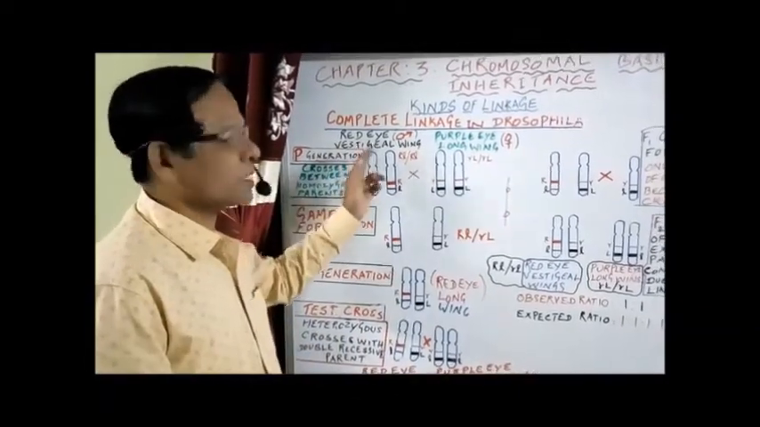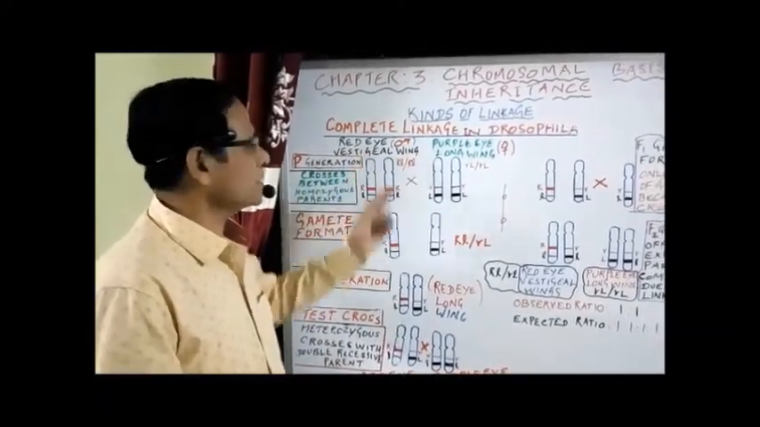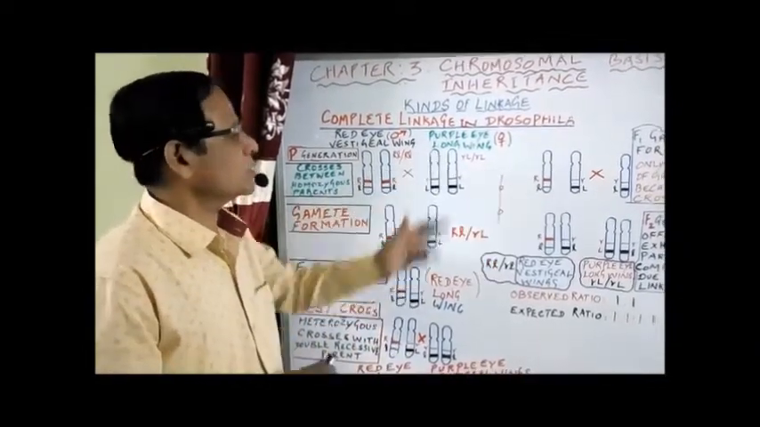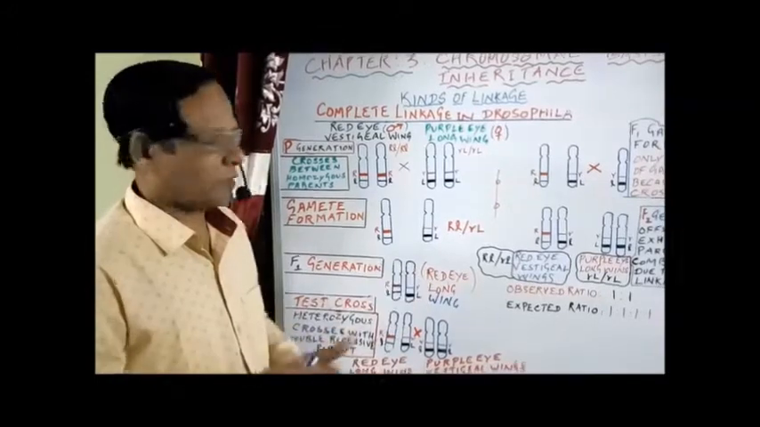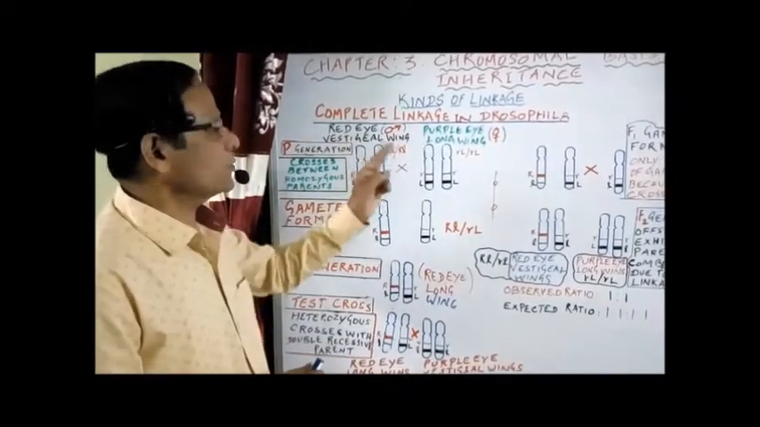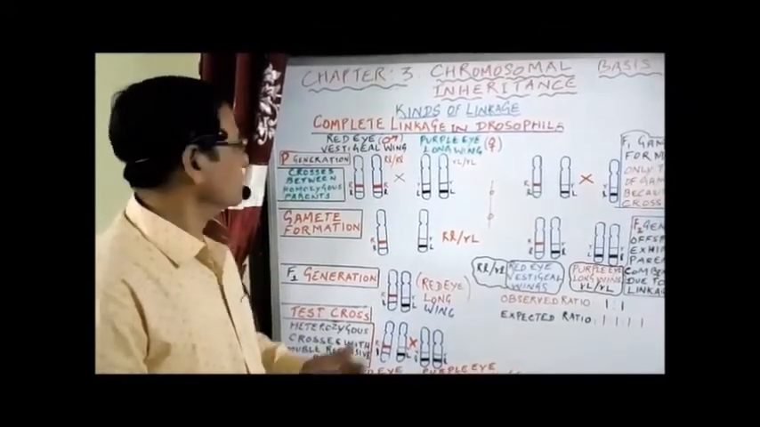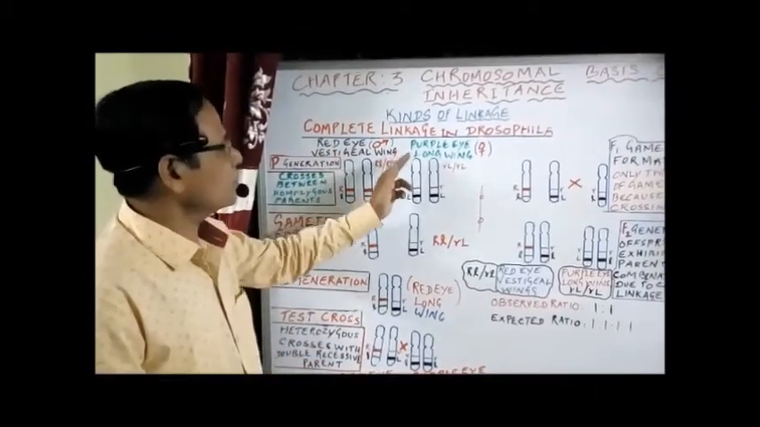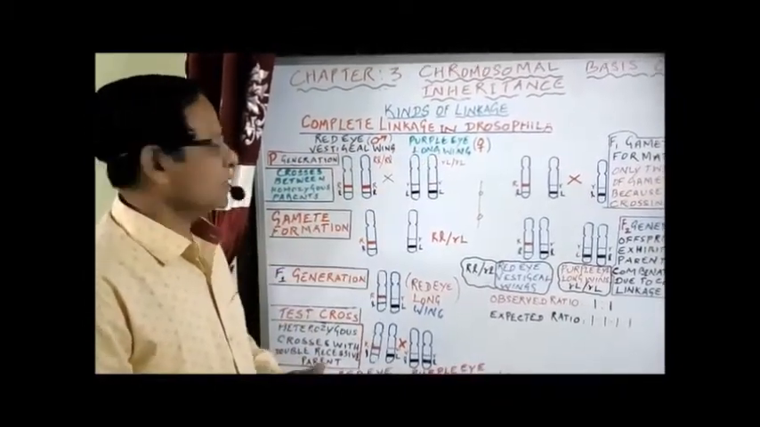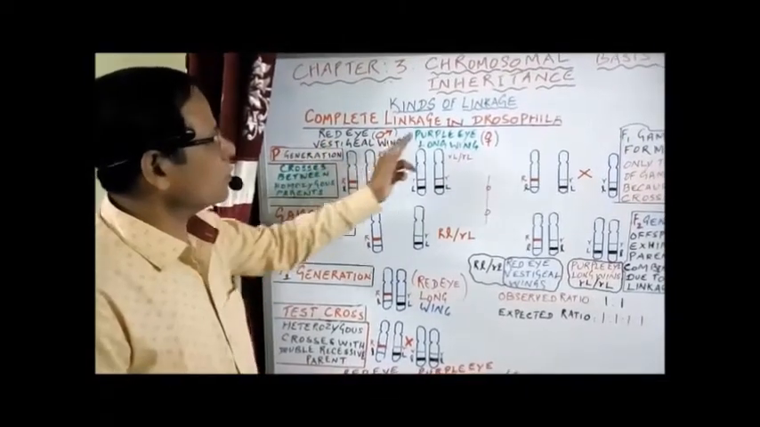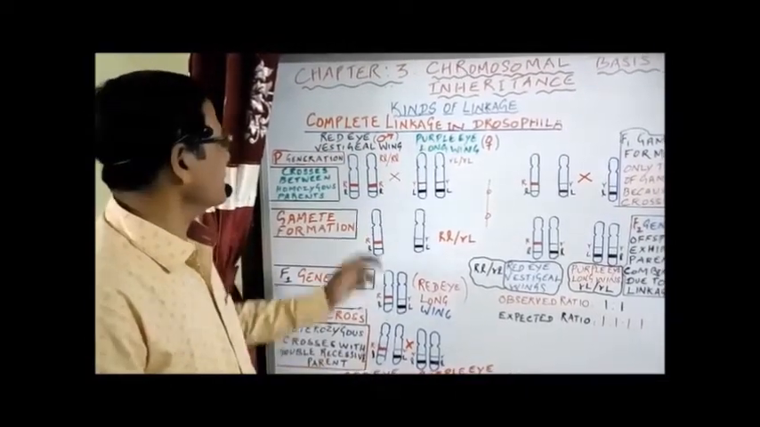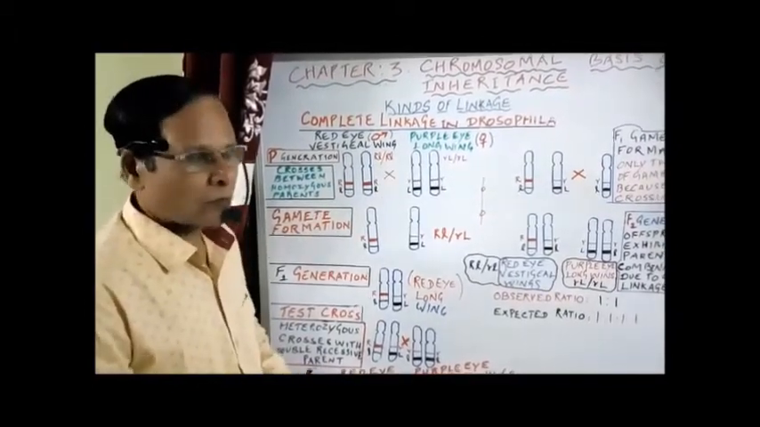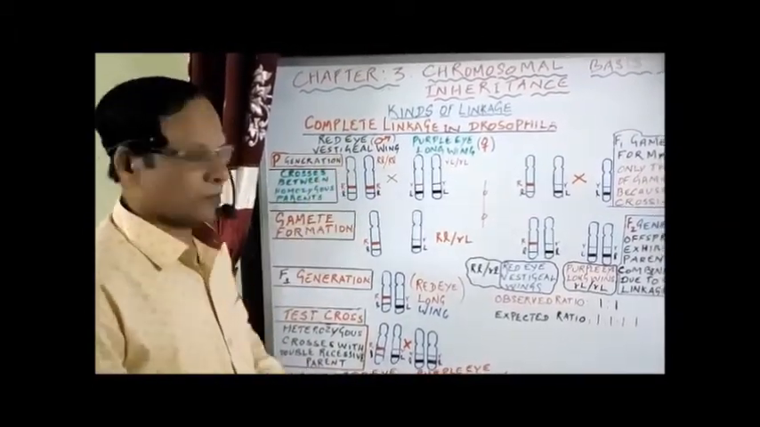Then he also took another pair of characters. One is vestigial wing, the one which is not fully developed, and another one the long wing, the one which is fully developed. So he took two homozygous individuals, one with the red eye and vestigial wing, another one with the purple eye and long wing. Now here the red eye is dominant over purple eye, and the vestigial wing is recessive to long wing.